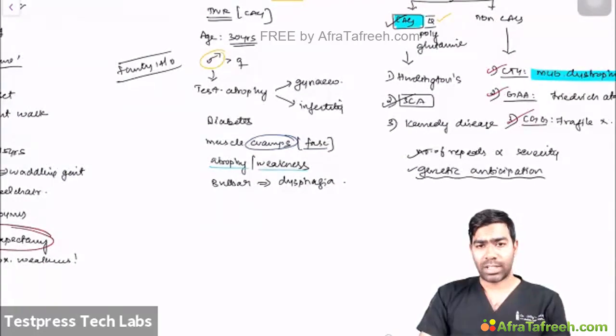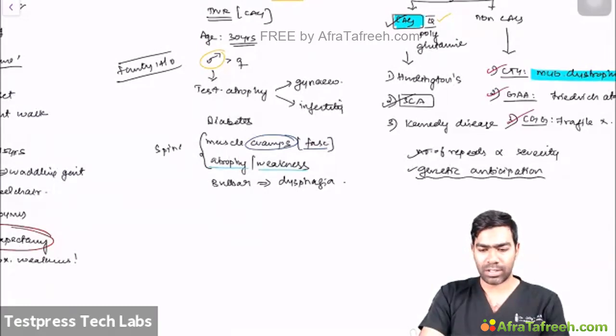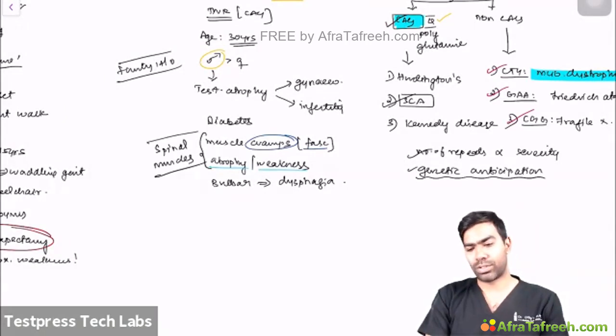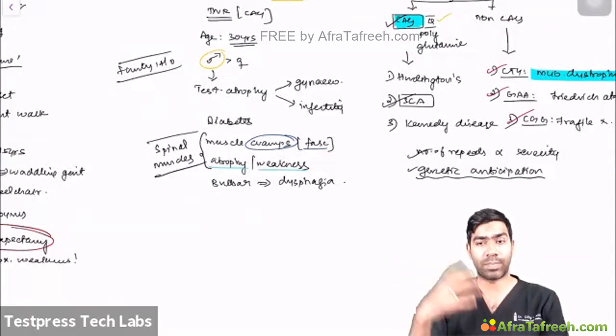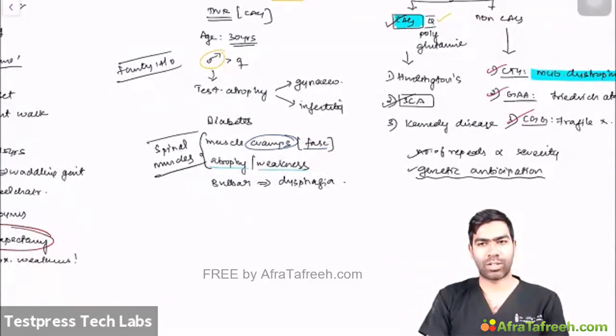And more often, muscle cramps, atrophy, weakness, and fasciculations will be more in the spinal muscles compared to the limb muscles. This is another differential diagnosis. So the spinal involvement will be very severe in Kennedy's disease compared to the limb involvement, whereas myotonic dystrophy will have more of a limb involvement, not the spinal involvement. Spinal muscles will be the most severely affected in Kennedy disease.